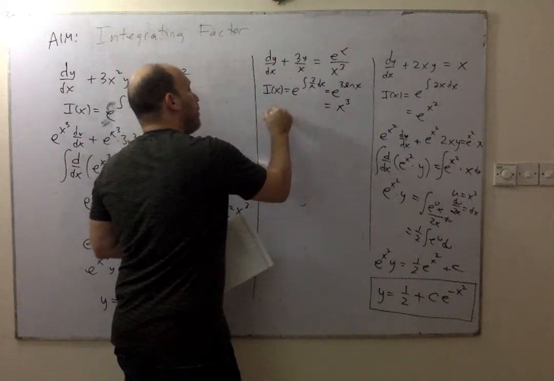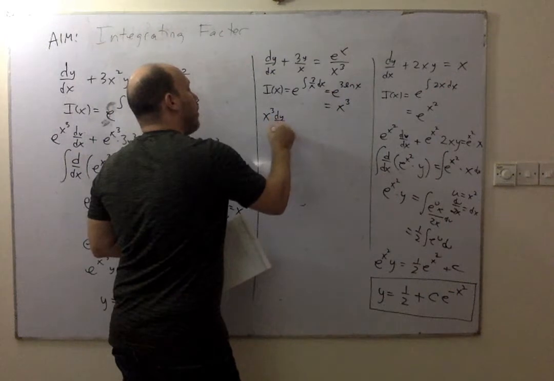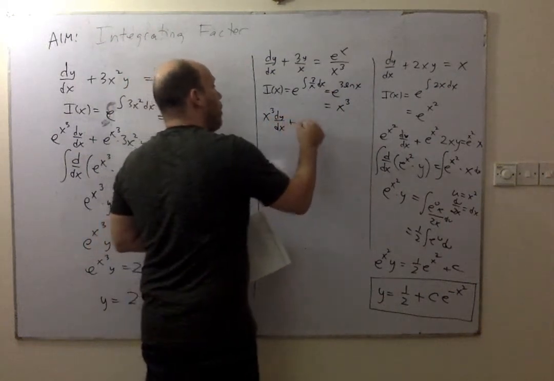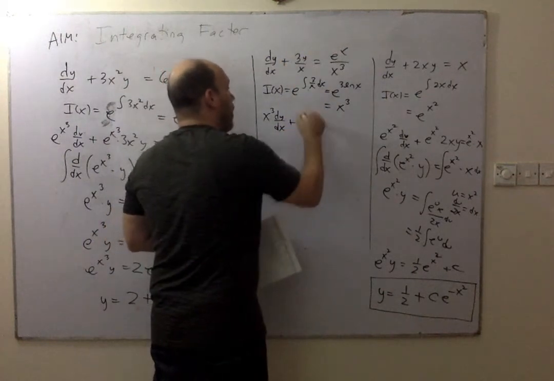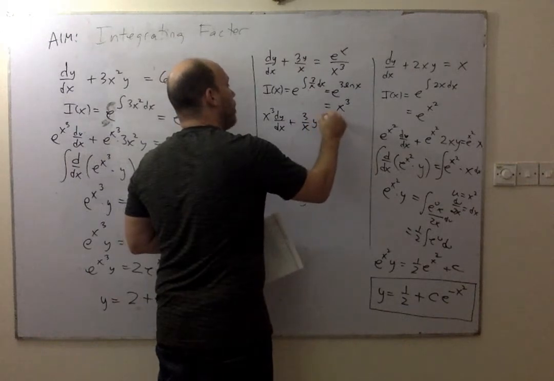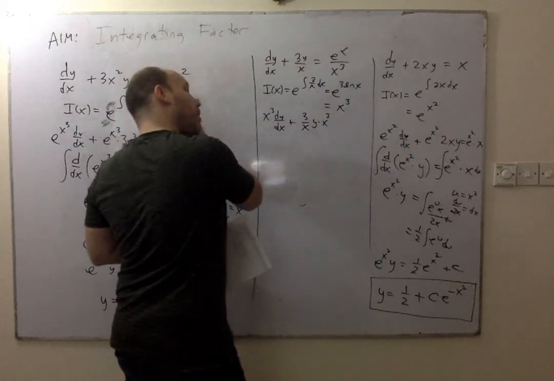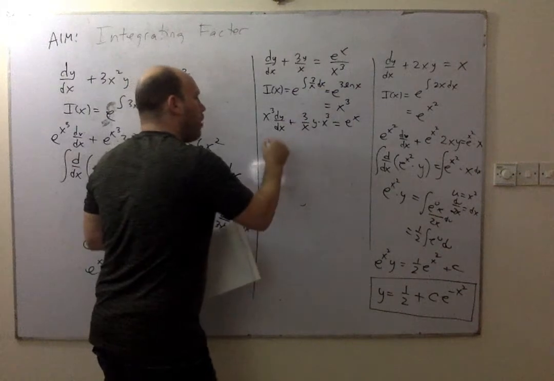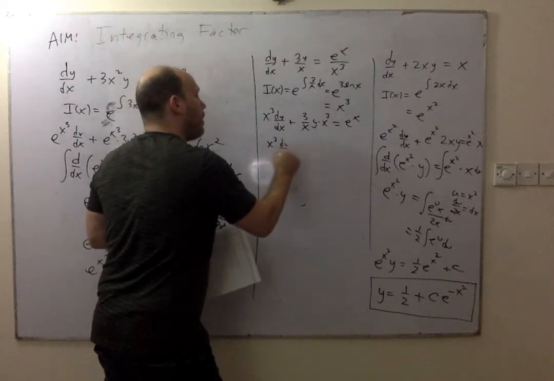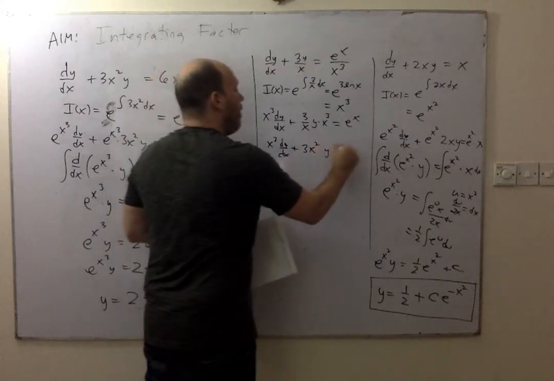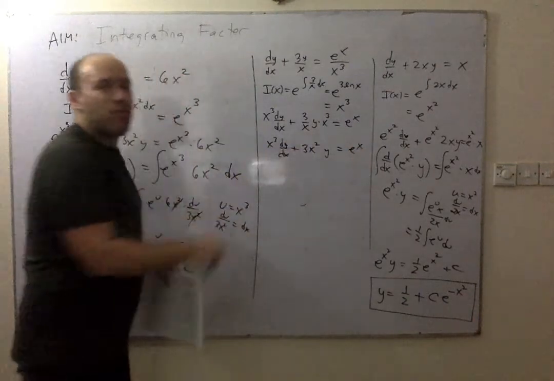So we have x cubed dy over dx plus, what do we have here? We have 3 over x, y times x cubed, equals e to the x. Let's clean this up a little bit. Well, it's x cubed dy over dx plus 3x squared y equals e to the x. Now this works out nicely.